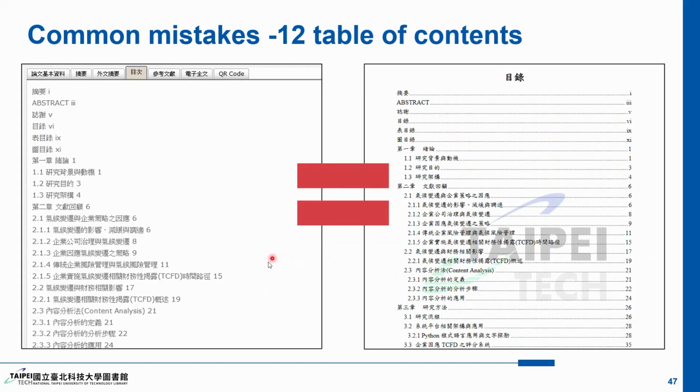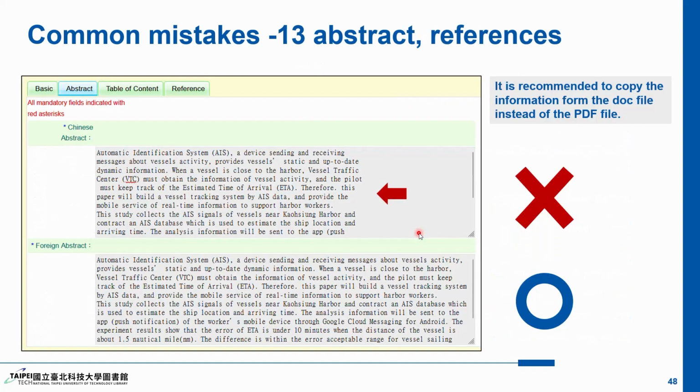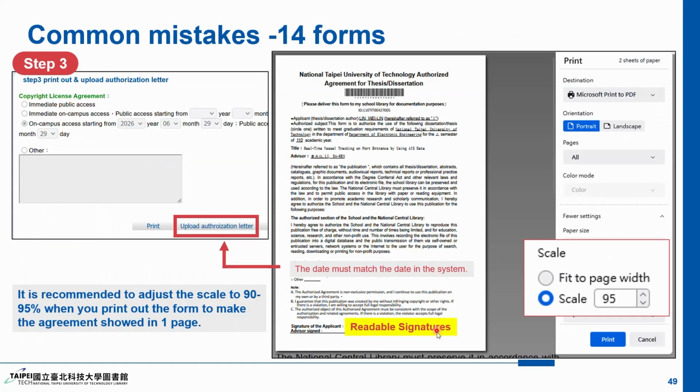Next, make sure the table of contents includes all chapter titles and page numbers and matches the actual pages in your thesis. And don't have any unreasonable line breaks in the abstract and references fields. Also, upload the correct forms and make sure the dates on the forms match the dates you entered in the system.